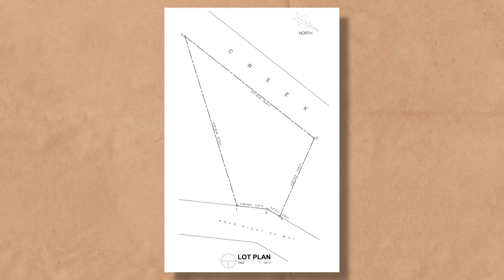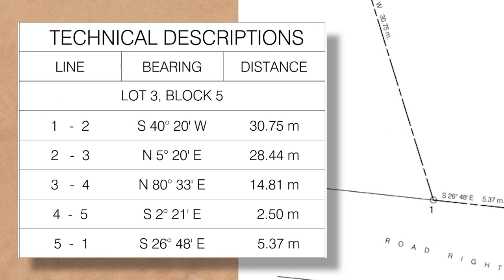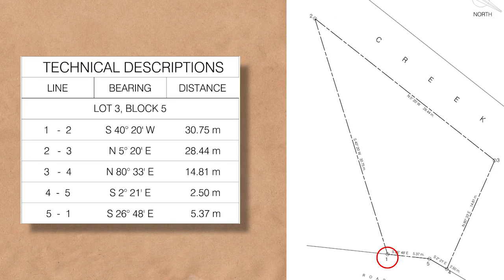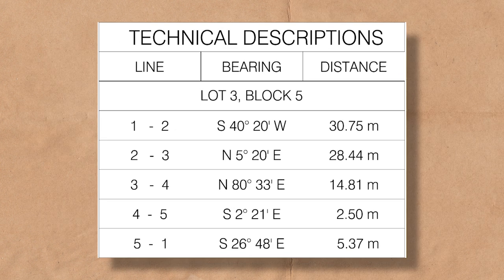So when you look at the lot plan, there are usually these numbers on the corners of the lot where the lines meet. So those numbers correspond to these line numbers on our table. For example, we have the line whose endpoints are 1 and 2. So that line is called line 1-2. So the next technical description is called the bearings. This is the angle of the line in relation to our cardinal directions.